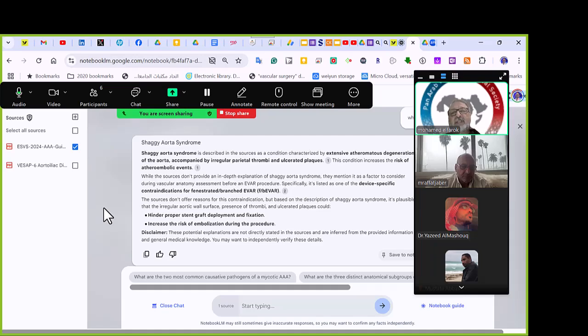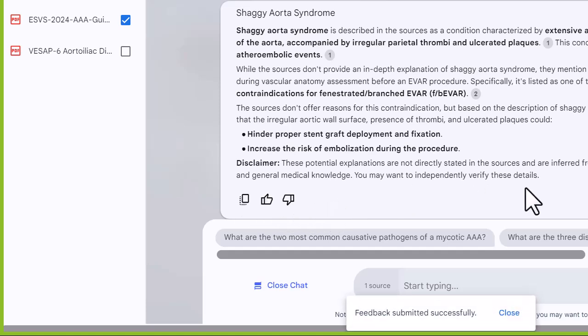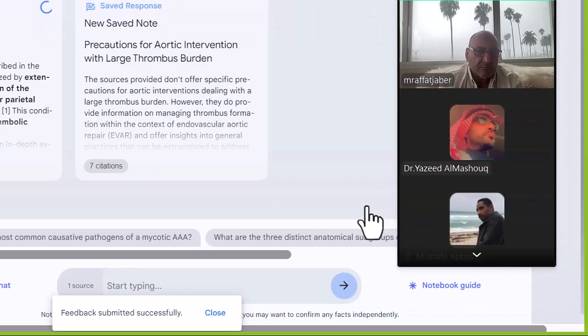I will tell it, well done, I like this answer. It will be saved to Google because it will know that this is a good answer. And I will say save it to notes, and you see that it was stored immediately. What do you think of this system? The system is incredible. I'm going to start using it. It's incredible.